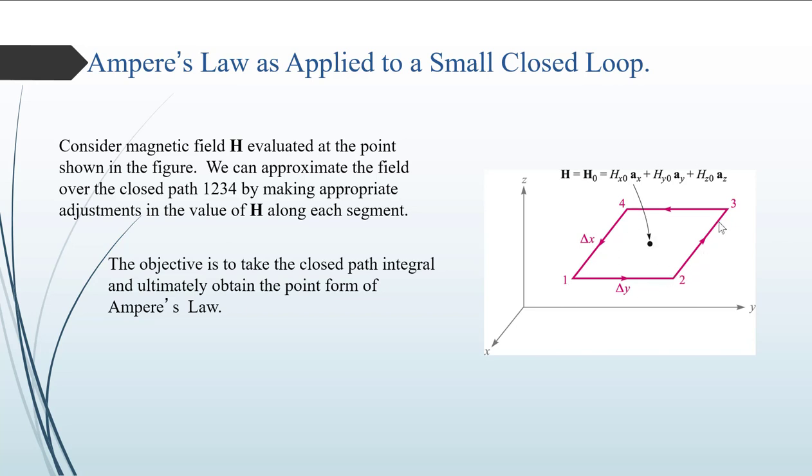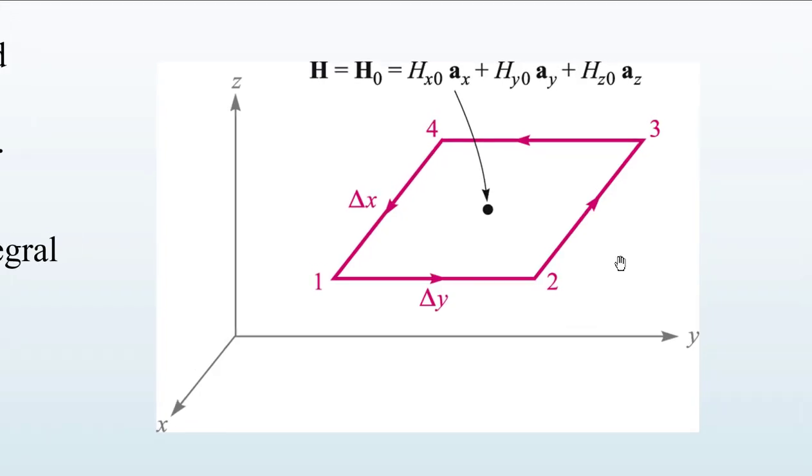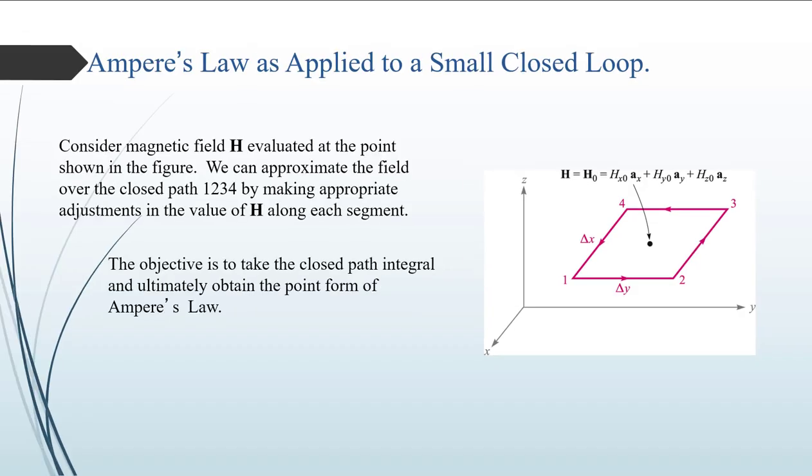So this path is placed in, say, the xy plane, or maybe above the xy plane. Let delta x and delta y be the lengths of this path, and H at the center will have some kind of equation, like at the center the H will have hx naught into ax cap plus hy naught into ay cap plus hz naught into az cap. Along the lengths, the magnetic field intensity will have the axial component, that is hx or hy, etc.